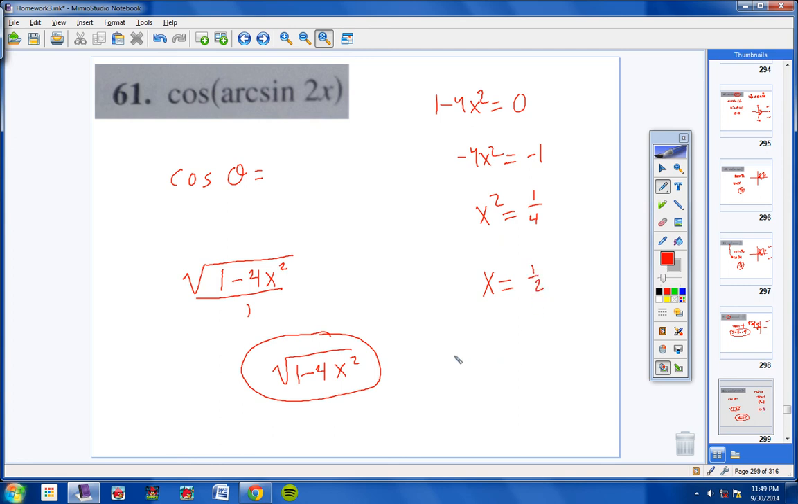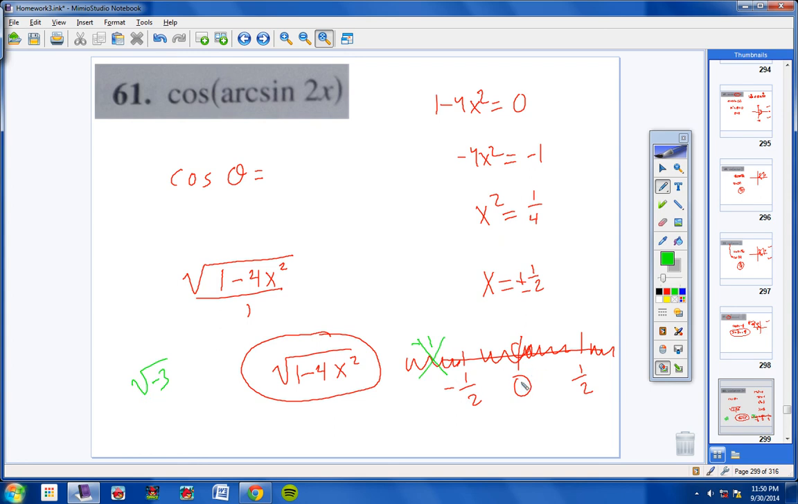So then what you do is you put a 0 here, a 1/2 here, and negative 1/2 here, and then you test numbers in this region, this region, and this region. Over here I would test negative 1. If you put negative 1 in for x, negative 1 squared is 1 times negative 4, you get negative 3. You get the square root of negative 3. That's not going to work.